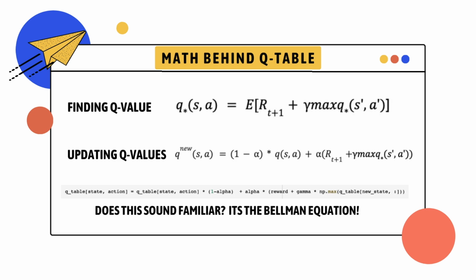As far as updating the Q value is concerned, we use the previously determined Q value and the expected reward for the next state to find the Q value and continue updating the Q table. The update rule looks like Q_new(S, A) equals (1 minus alpha) times Q(S, A) plus alpha times (R_{t+1} + gamma max Q(S', A')).